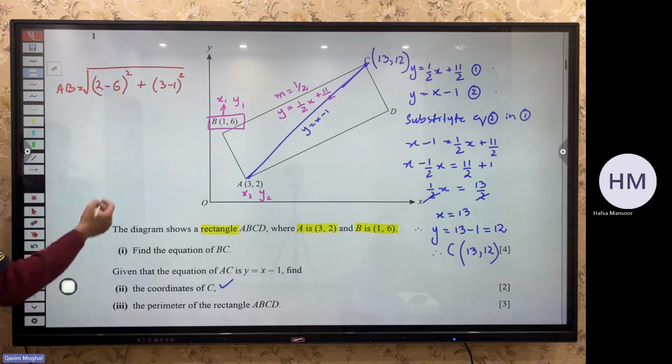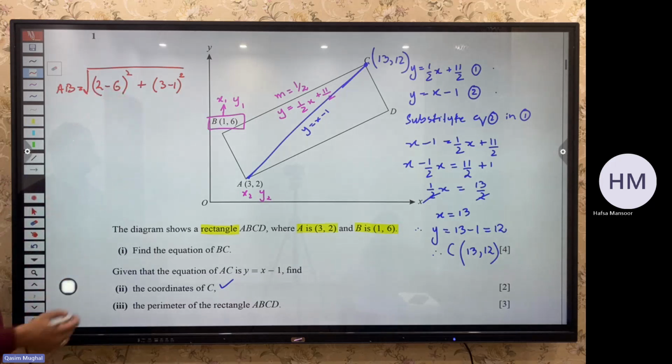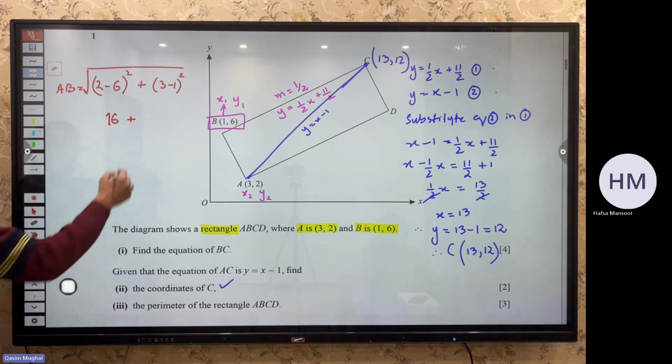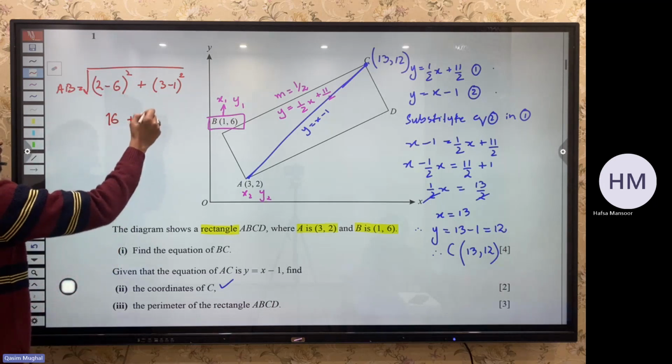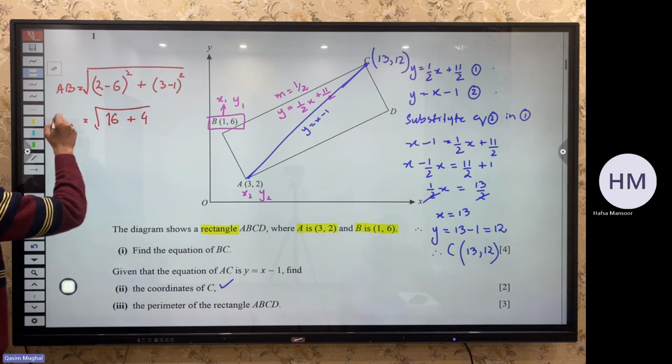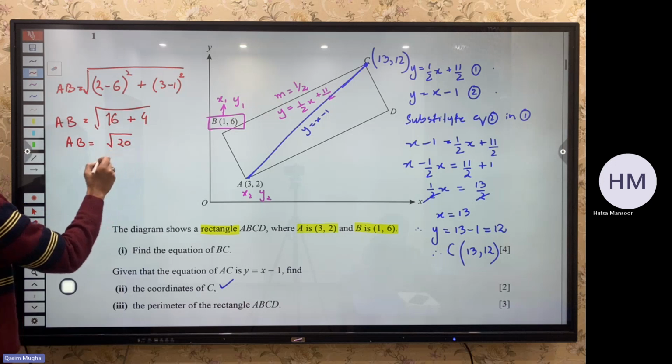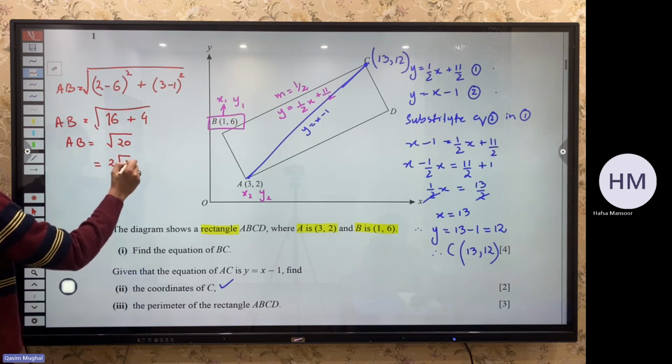Okay, so 2 minus 6 is minus 4. Minus 4 squared is 16, plus 16. Okay, 3 minus 1 is 2. 2 squared is 4. So it's root of 20. So AB is root of 20, and root of 20 can be written as 2 root 5.